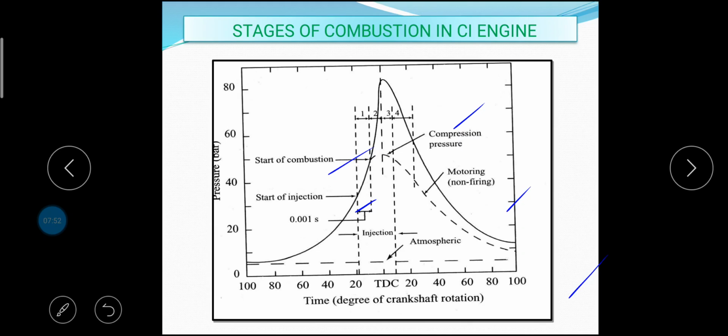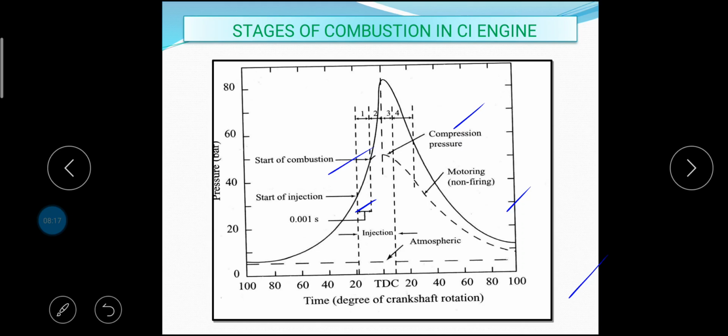Last stage is the period of afterburning. Combustion does not cease with the completion of the injection process. The unburnt and partially burnt fuel particles left in the combustion chamber start burning as soon as they come into contact with the oxygen. This process continues for a certain duration called the afterburning period.